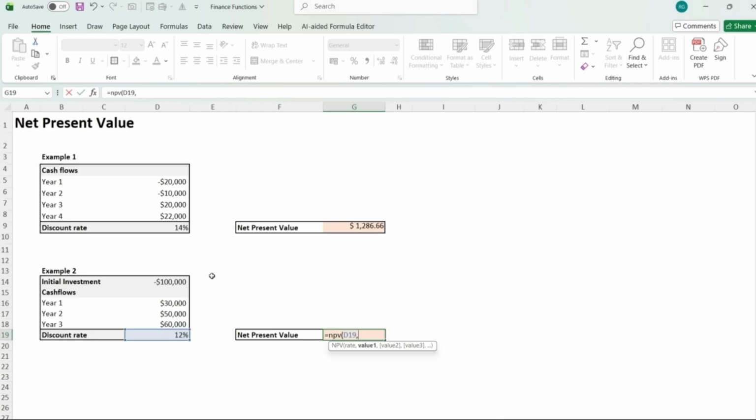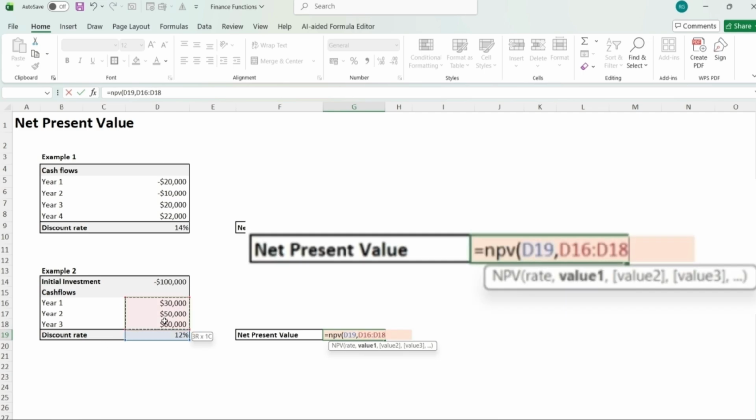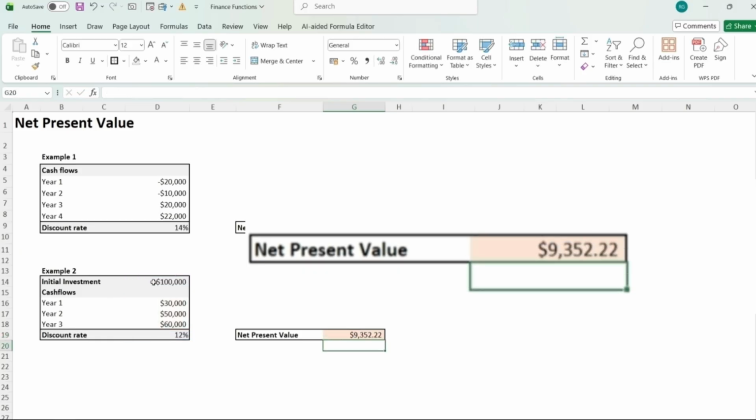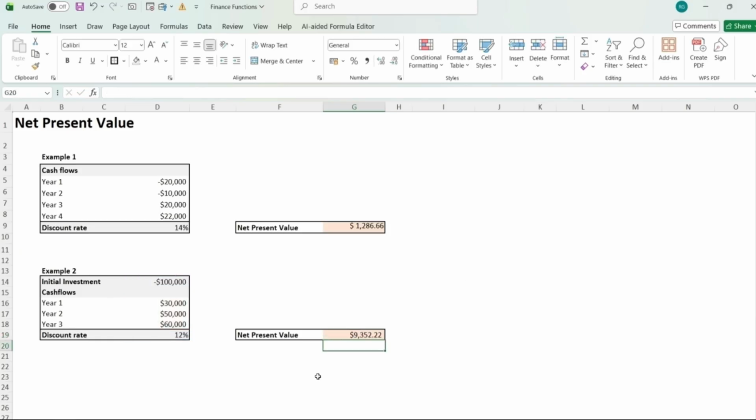So since this formula assumes that all the cash flows are occurring at the end of the year, we will select the cash flows from year 1 to year 3, close the bracket, and then add the initial cash flows separately, which is a cash outflow, and press enter. This is how we can use the NPV function to evaluate a project or an investment.